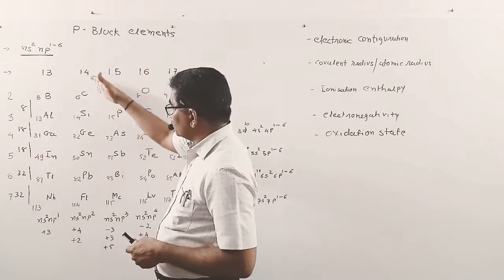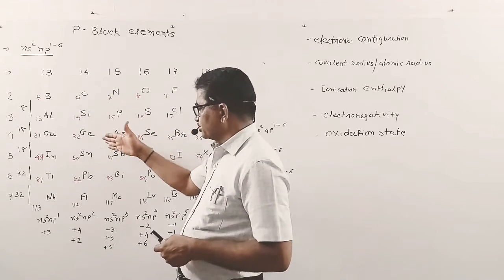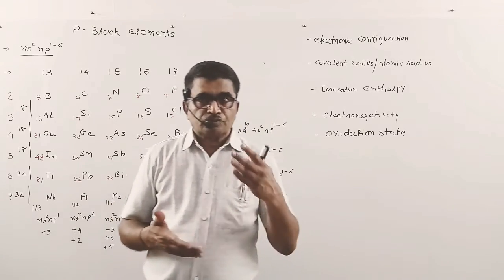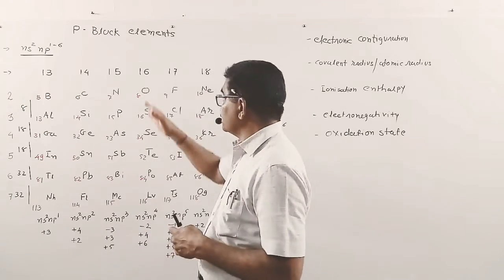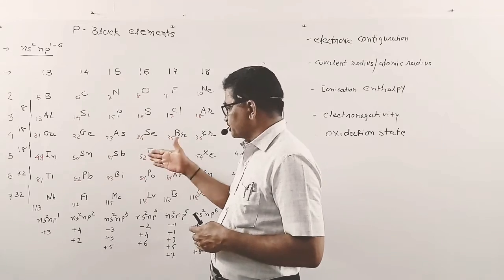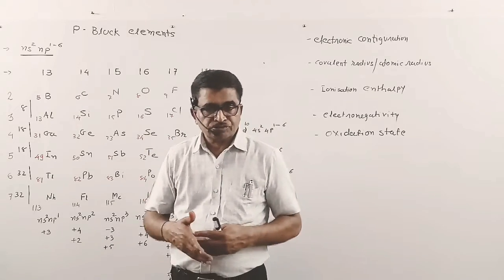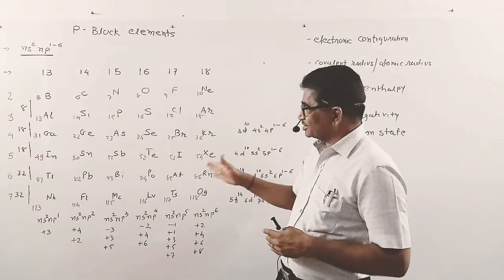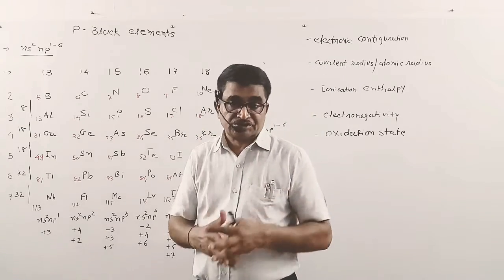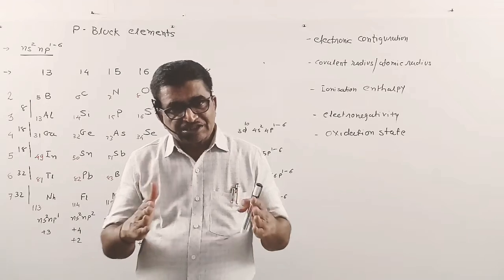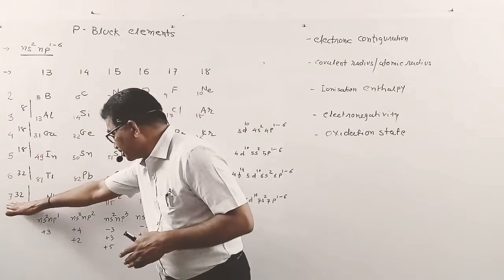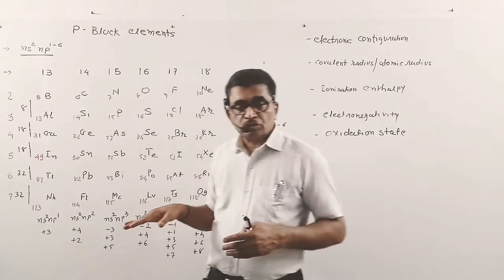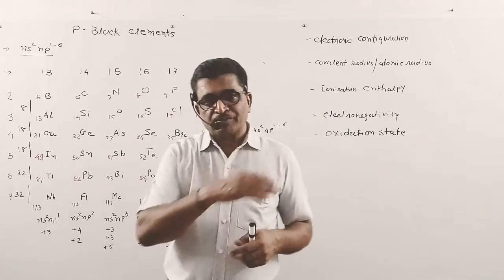Similarly, group 14: carbon, silicon, germanium, tin, lead, and flerovium. Similarly, nitrogen, phosphorus, arsenic, antimony, bismuth, and moscovium. So all 6 by 6, there are 36 elements. Out of these 36, the last ones, the 7th period, totally belong to radioactive elements.